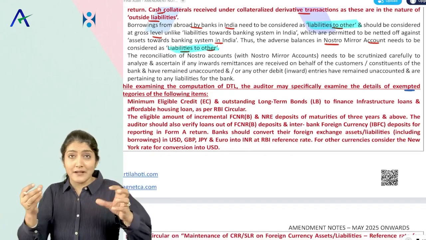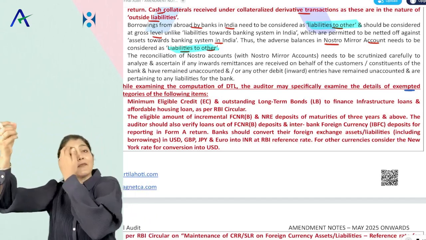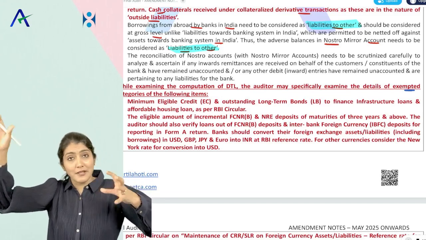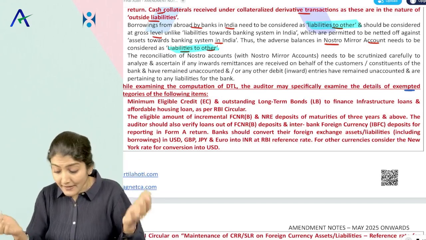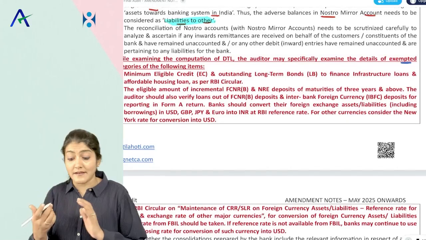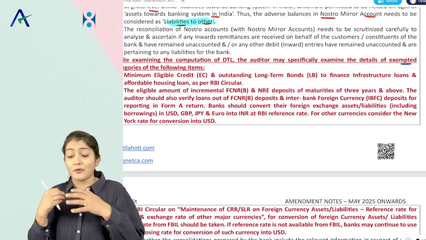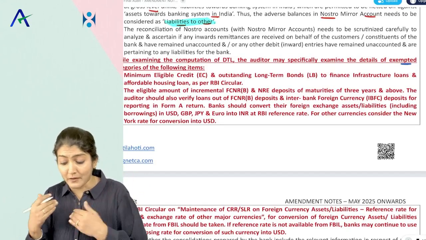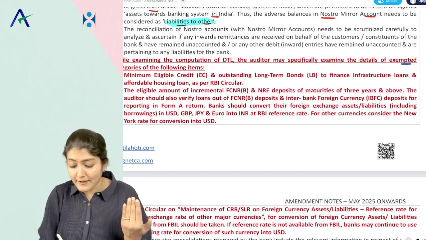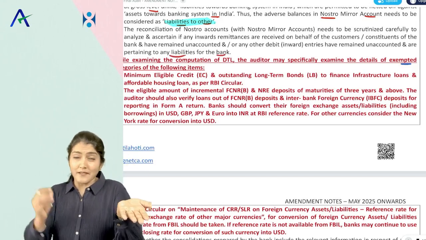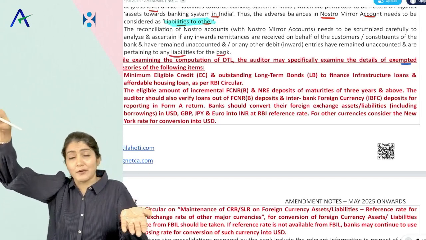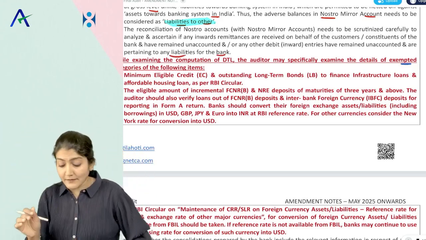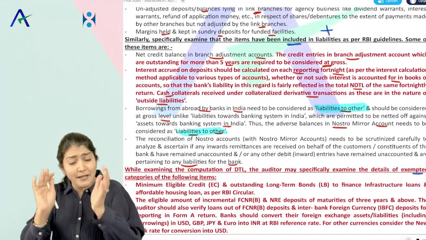Reconciliation of Nostro account, right? So you have the Indian currency account and the corresponding balance kept in the foreign account. Right, so whatever is the liability to maintain that money over there, it is to be included. It needs to be scrutinized carefully to ascertain if any inward remittances are received on behalf of customers, constituents, and have remained unaccounted, or any other debit inward entries have remained unaccounted and pertaining to any liabilities of the bank. Right, so whatever money you are yet to deposit in your Nostro account, even that is to be included in the liability. Right, so this is all what is to be included in the liability.